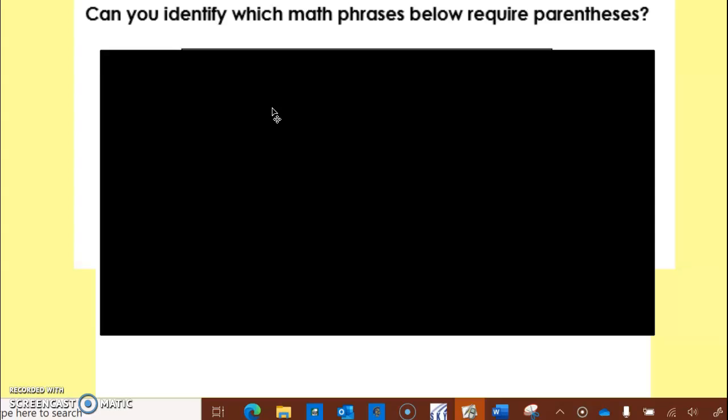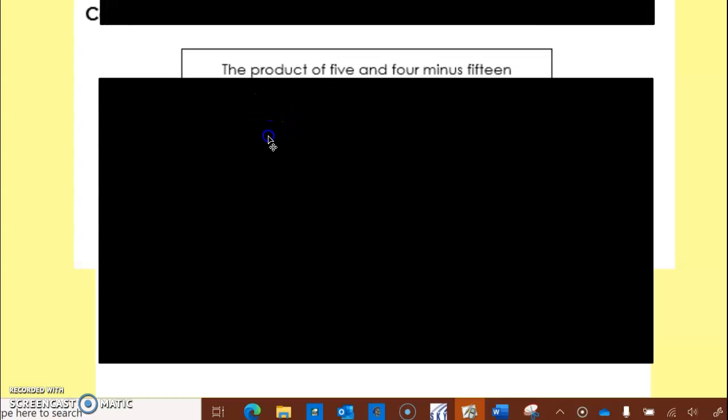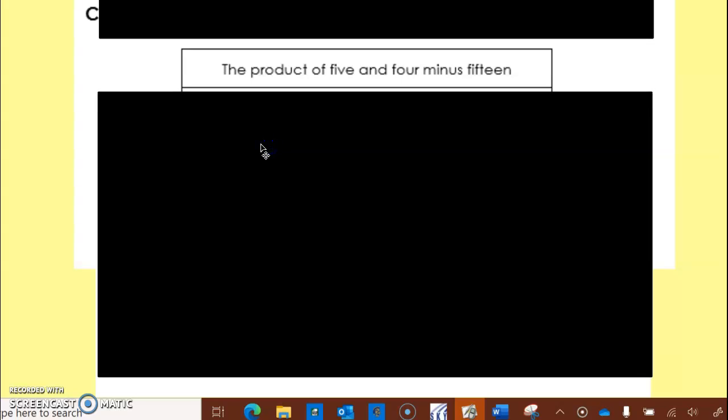So we're going to go through some expressions, and I want you just to think to yourself whether or not you would need parentheses. So let's look at the first one. Product of 5 and 4 minus 15. Yes, you would need parentheses because of the word product. Product is the answer of a multiplication problem, so we would need to do that first.